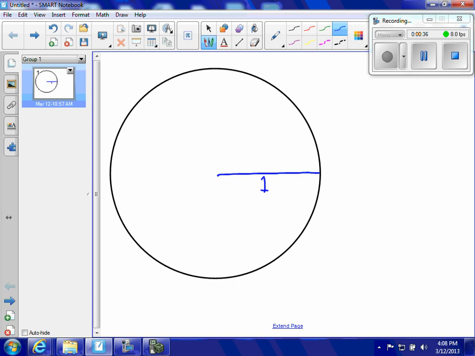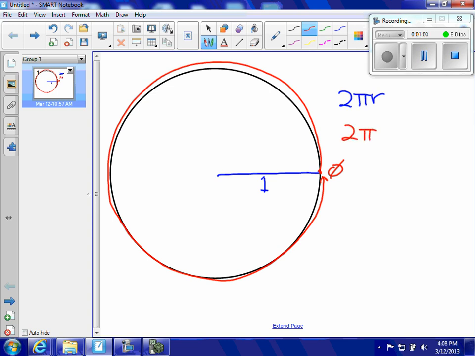The circumference of a circle, the formula for the circumference of a circle is 2 pi r. So I start here at 0, and I go all the way around the circumference of this circle. How far have I gone? Well, I have gone 2 pi times the radius. Well, the radius is 1. So I have gone a distance of 2 pi.